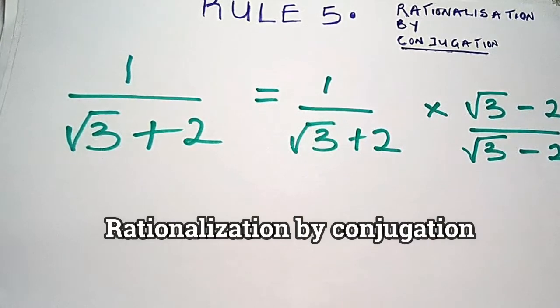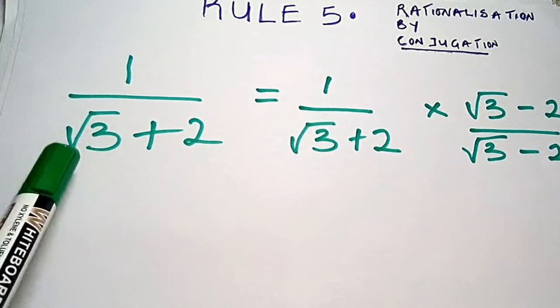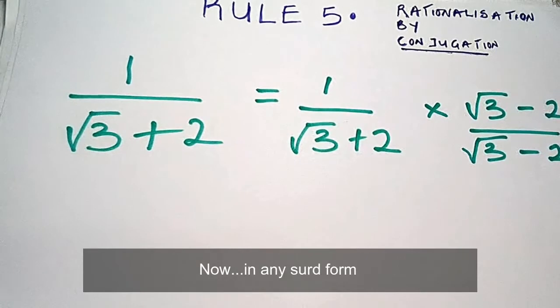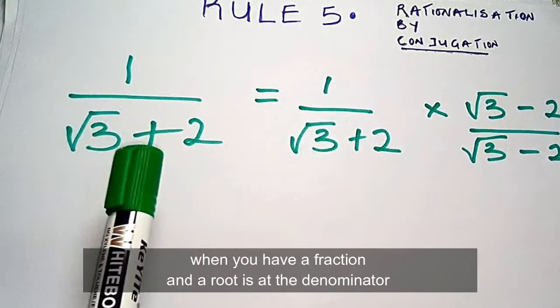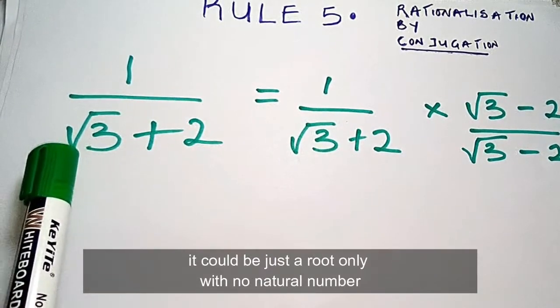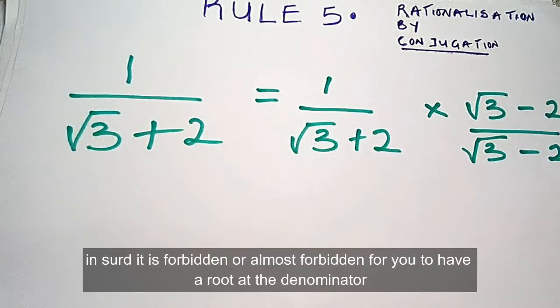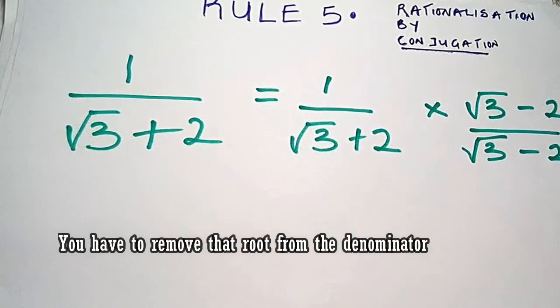Rationalization by conjugation. You have here at the denominator root 3 plus 2. Now, in any surd form, when you have a fraction and a root is at the denominator, it could be just a root only with no natural number, or a root with a natural number. In surd, it is almost forbidden for you to have a root as the denominator. They always want you to simplify, they always want you to rationalize. And the meaning is that you have to remove that root from the denominator.